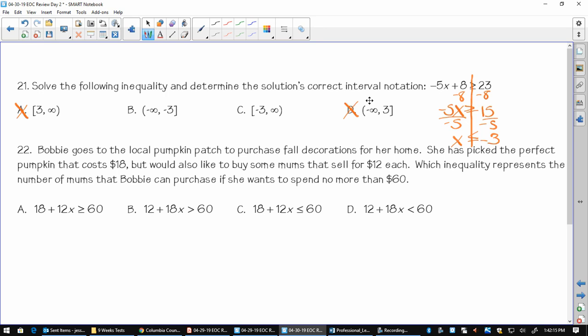If x is less than negative 3, that means it's everything less than negative 3, so that means it's going to go to negative infinity. Also notice on here we didn't really have to think about this part, but remember that infinity is always going to have parentheses, or anything that just has less than or greater than. Those get parentheses. If it has less than or equal to or greater than or equal to, that's when we get those brackets around the numbers.